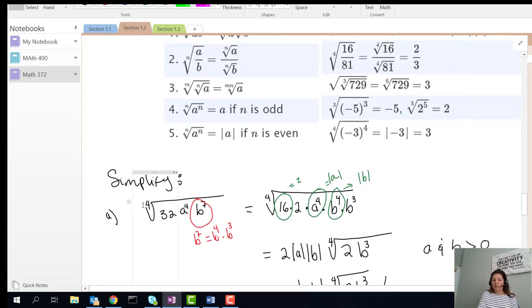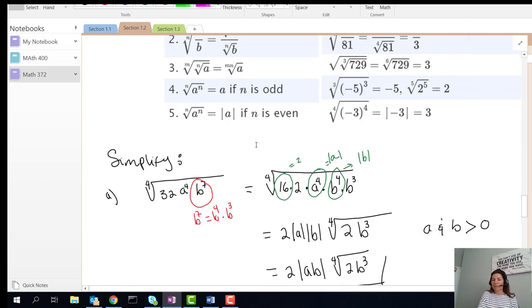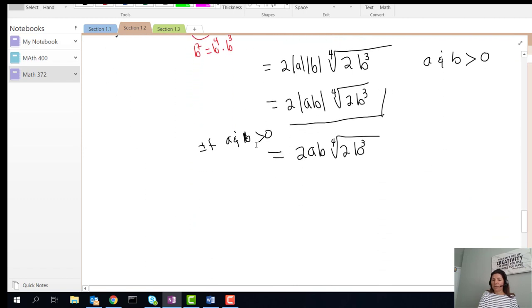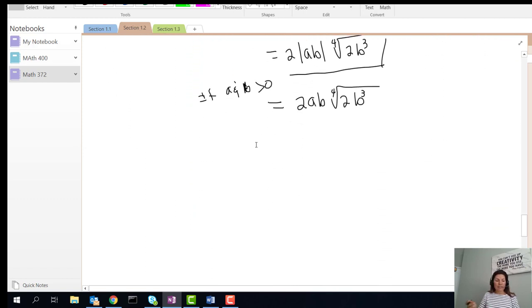Since we had an even root here, the fourth root, then we want to make sure that we say it is the absolute value, unless we know that they're positive. So oftentimes you'll be told that they're positive. So let's try another example. Oh, I wanted to show you a different way of doing it.